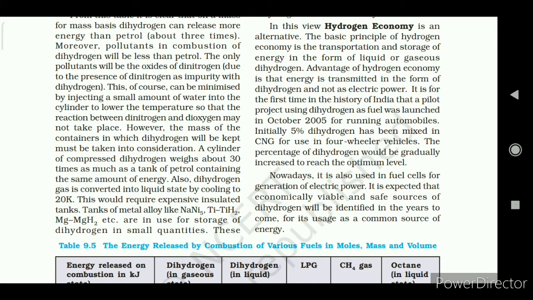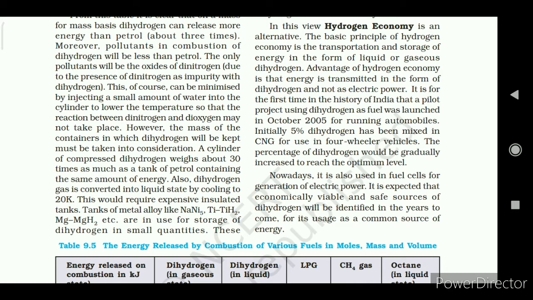In this view, hydrogen economy is an alternative. The basic principle of hydrogen economy is transportation and storage of energy in the form of liquid or gaseous dihydrogen. The advantage of hydrogen economy is that energy is transmitted in the form of dihydrogen and not as electric power. It is for the first time in the history of India that a pilot project using dihydrogen as a fuel was launched in October 2005 for running automobiles.